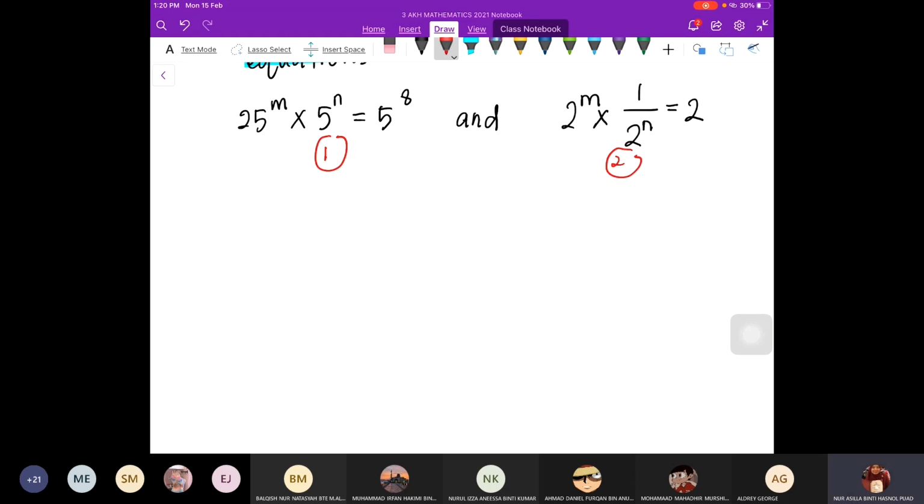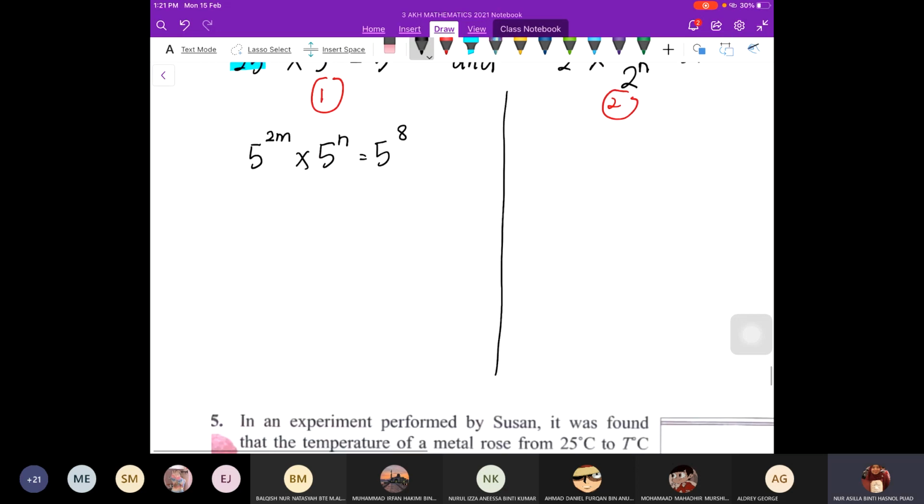So first things first, kita akan tukar base kepada yang lebih mudah. So ambil je satu-satu, separate dengan dia. Kita akan buat separately. So 5 to the power of 2m times 5 to the power of n equals to 5 to the power of 8. And then 5 to the power of 2m plus n equals to 5 to the power of 8. So base dah sama. Jadi 2m plus n equals to 8. So ni equation satu saya.